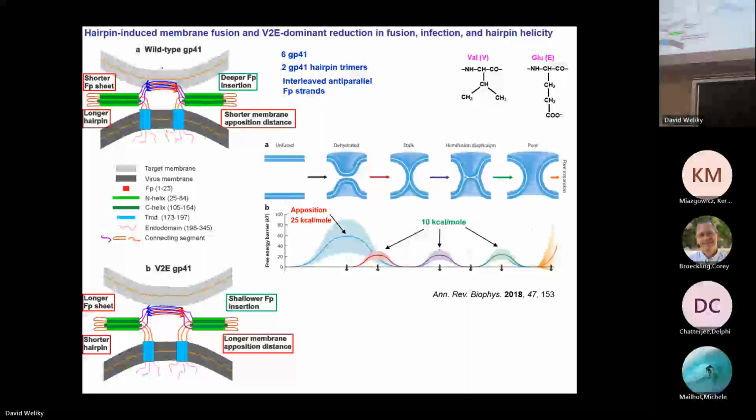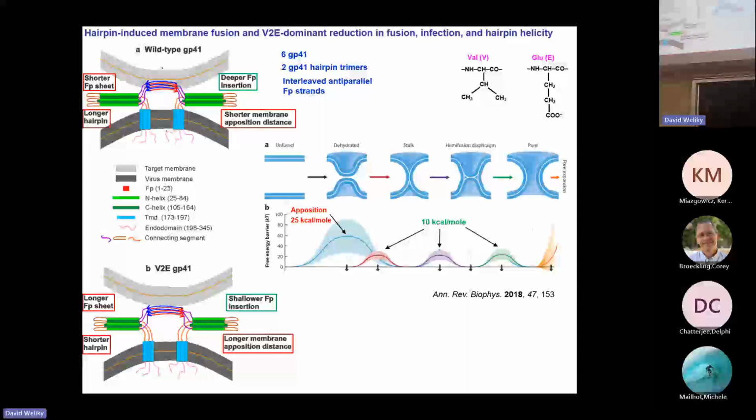So what I want to convey on this slide is how these longer beta sheets for V2E lead to these shorter hairpins. I think that is due to the fact that there always has to be a connection between the end, which is the C-terminal end of the fusion peptide, and the N-terminal end of the helical hairpin. So if you make the beta sheet longer, the connector sequence stays the same length, and you necessarily have to shorten the helical hairpin. This is a really important reason for why the V2E mutation leads to viruses that are terrible at fusion and infection.